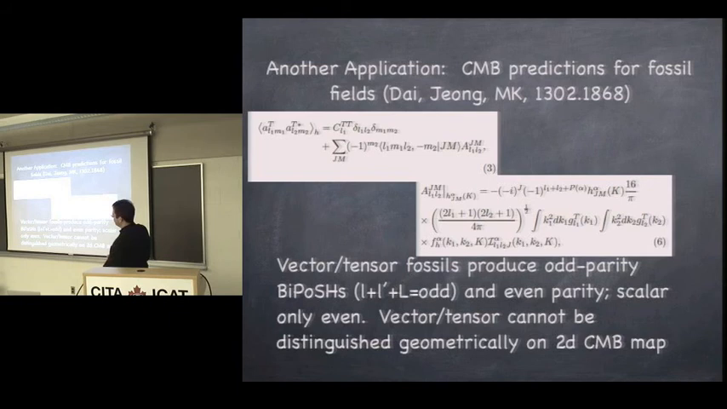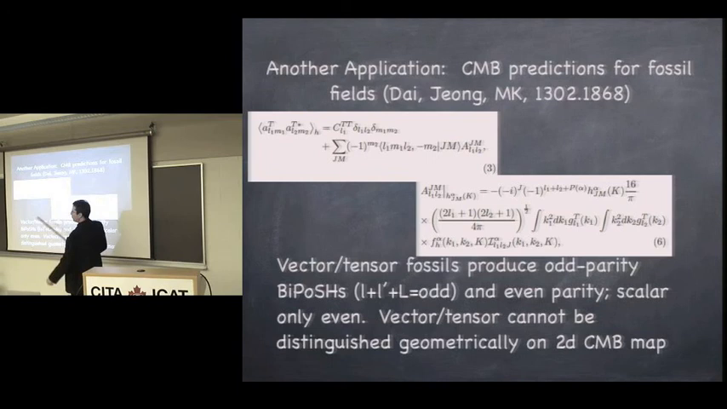So here we're discussing the CMB predictions for fossil fields. Remember, if I had a three-dimensional galaxy survey, I told you that you could geometrically deconstruct non-Gaussian signatures into scalar, vector and tensor fields. That's not the same on the surface of a two-sphere, and the reason is that the two-dimensional sky is a two-dimensional surface. The projections of three-dimensional scalar, vector and tensor fields onto two-dimensional surfaces do not give you three different geometric things.